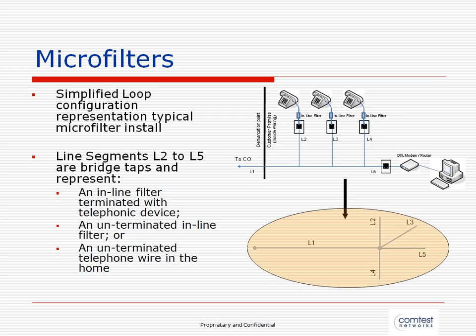Segment L1 is the line from the central office to the customer premise, carrying both voice and data services. The rest of the segments, L2 through L5, represent the rest of the wiring in the home. While the original diagram depicts L2 through L4 as home phones, the segments can actually represent various possible situations. They may represent an inline filter terminated with a telephonic device, an unterminated inline filter, or unterminated telephone wiring in the home.